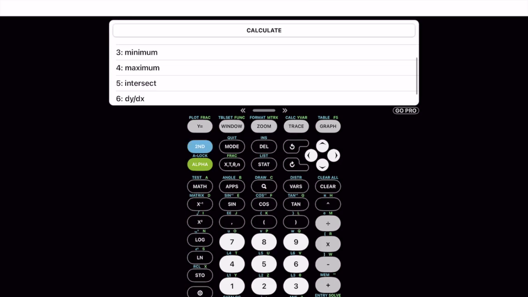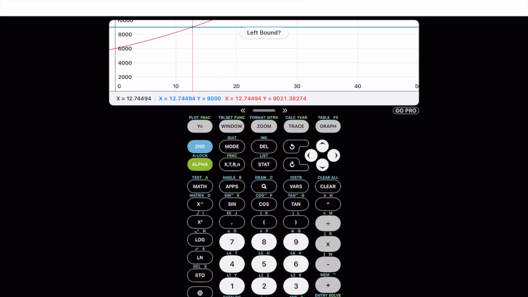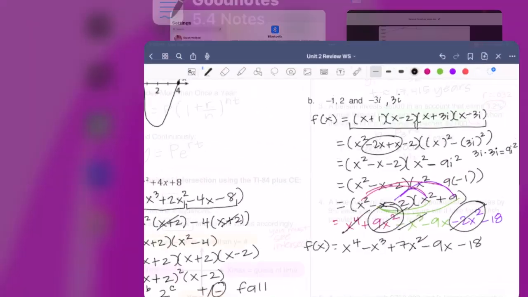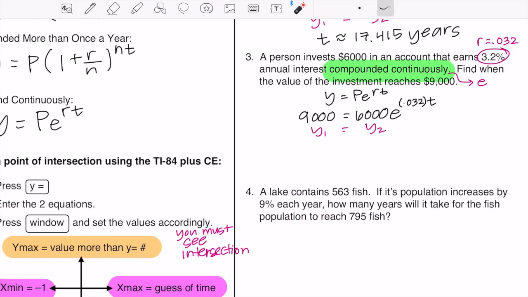So second trace, option 5, enter, enter, enter. That's all you have to do. Don't pay attention to what I'm doing on here because the program, the app is a little different. Okay, so there we have our answer. Okay, so it's always the x-coordinate of the intersection. So we are going to get that t is approximately 12.671 years.